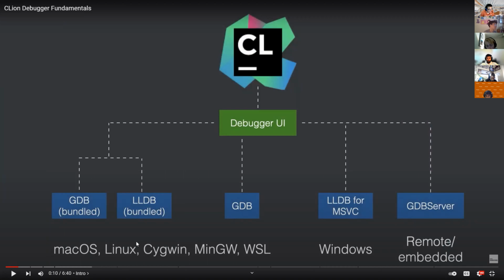Debugging features built on top of GDB and LLDB. For most people, this should all be pre-configured and ready to go. But if not, or you want to use a different build, you can set them up in the Toolchains preferences page under Build, Execution, Deployment.